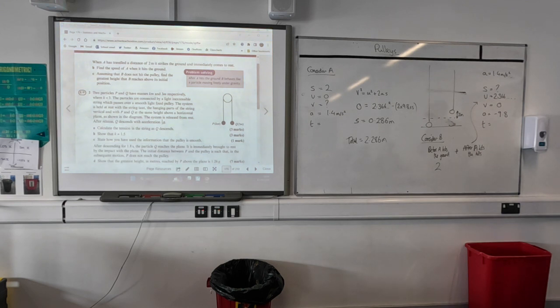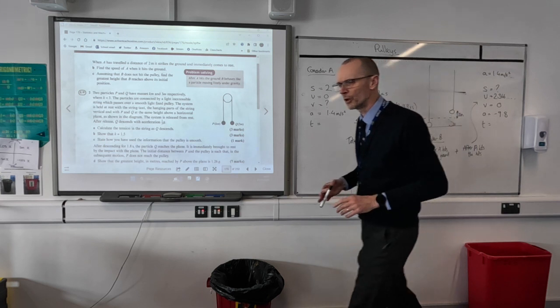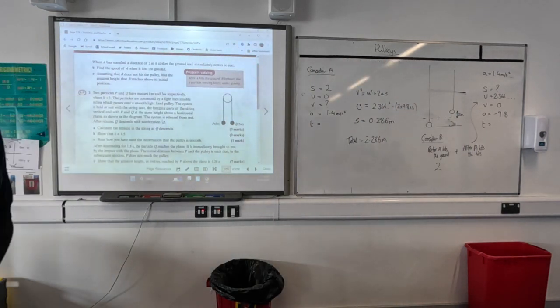Yes, so pulleys are quite fiddly, and we've got quite a bit more pulley work to do. So more of that tomorrow.